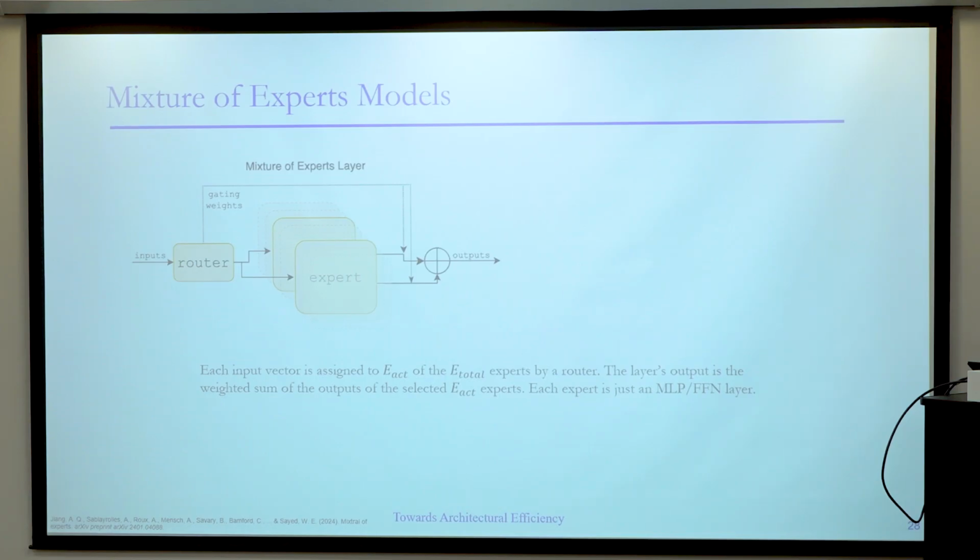Here is a very short explanation of mixture of expert models. Basically, you have an input, which is just some matrix or vectors. Each input vector is assigned to a number of active experts out of the total experts by using a router. The layer's output is just the weighted sum of the outputs of the selected active experts. Each expert is just an MLP layer or feed-forward network layer, and the MoE layer is a drop-in replacement of the MLP layer.